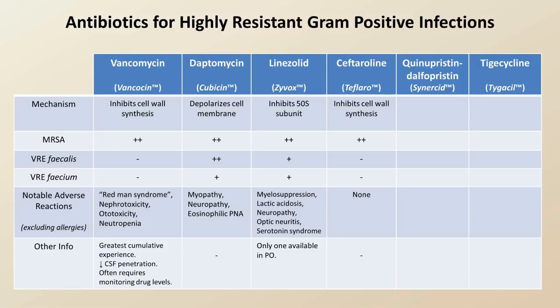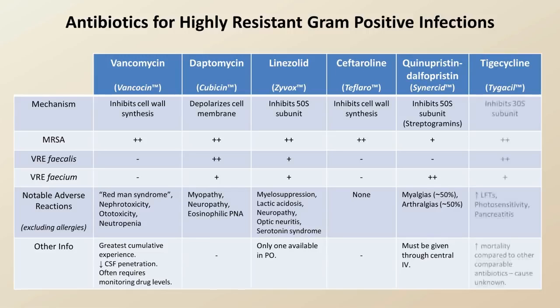The drug more commonly known as Synercid is actually a 30 to 70 combination of quinupristin and dalfopristin, which are compounds in a class called streptogramins, which inhibit the 50S subunit. Although Synercid has some MRSA coverage, its real use is as one of the best antibiotics we have against VRE faecium. Interestingly, there is no coverage of VRE faecalis. As many as 50% of patients on Synercid will get myalgias and arthralgias. And because of a very high risk of thrombophlebitis, Synercid can only be given via a central line.